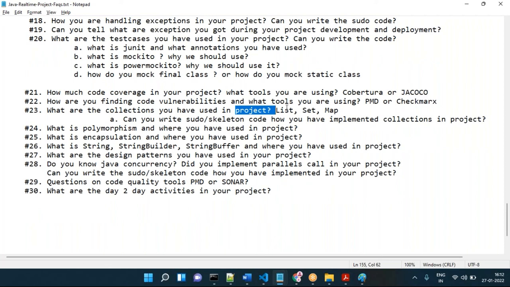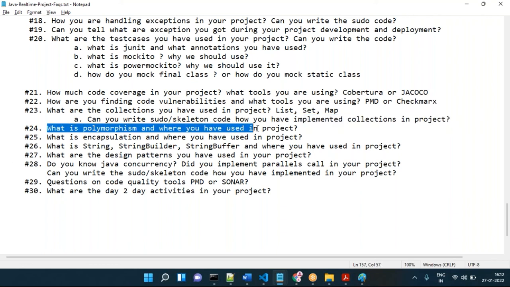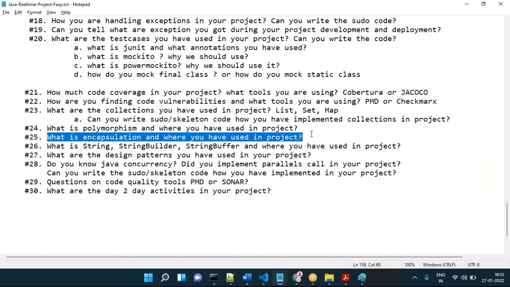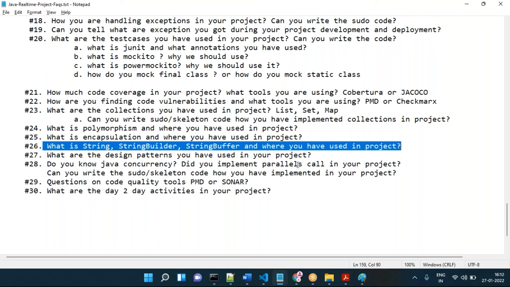What are the collections you have used in your project? In our project, I got the opportunity to write list, set and map, team. Can you write the pseudo code or skeleton code? How have you implemented collections in your project? Next one. What is polymorphism, where have you used it in your project? What is encapsulation, where have you used it in your project? What is String, StringBuilder, StringBuffer, where have you used them in your project? What are the design patterns you have used in your project?